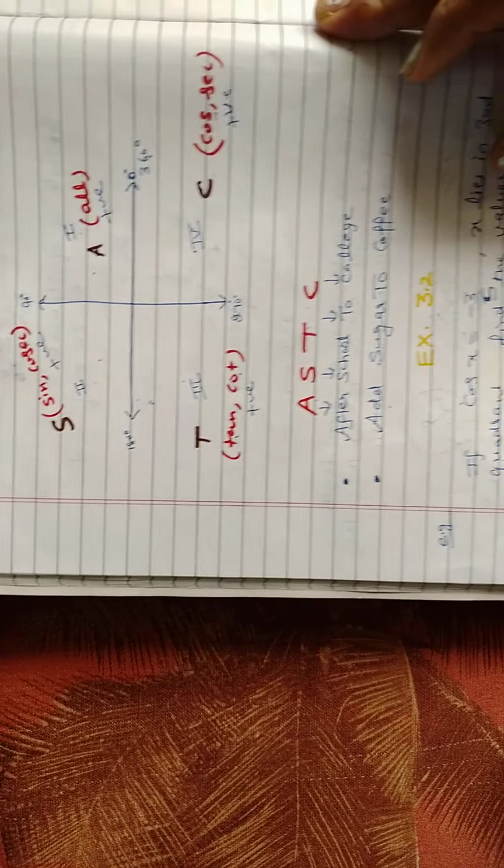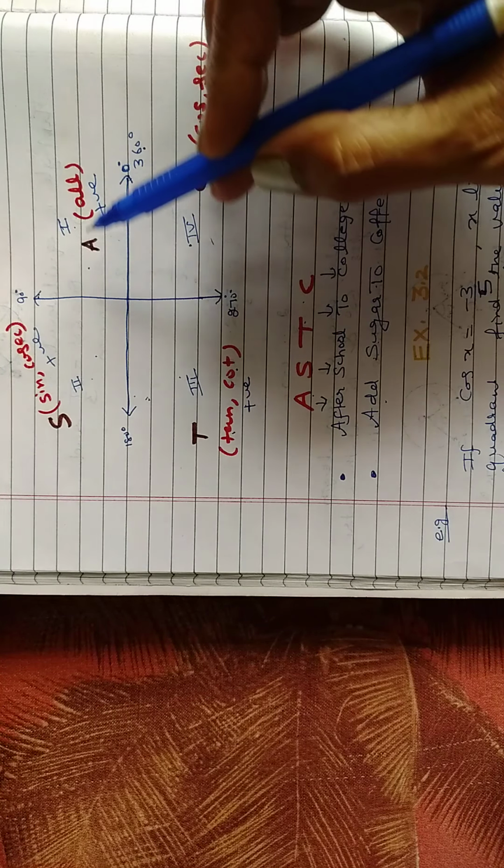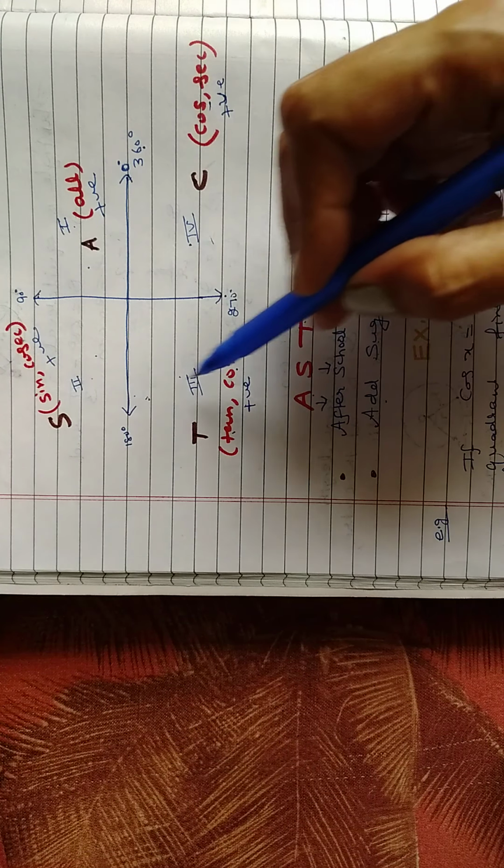So by the knowledge of ASTC you may remember that in the first all are positive, but in the rest only two are positive, the rest four are negative.